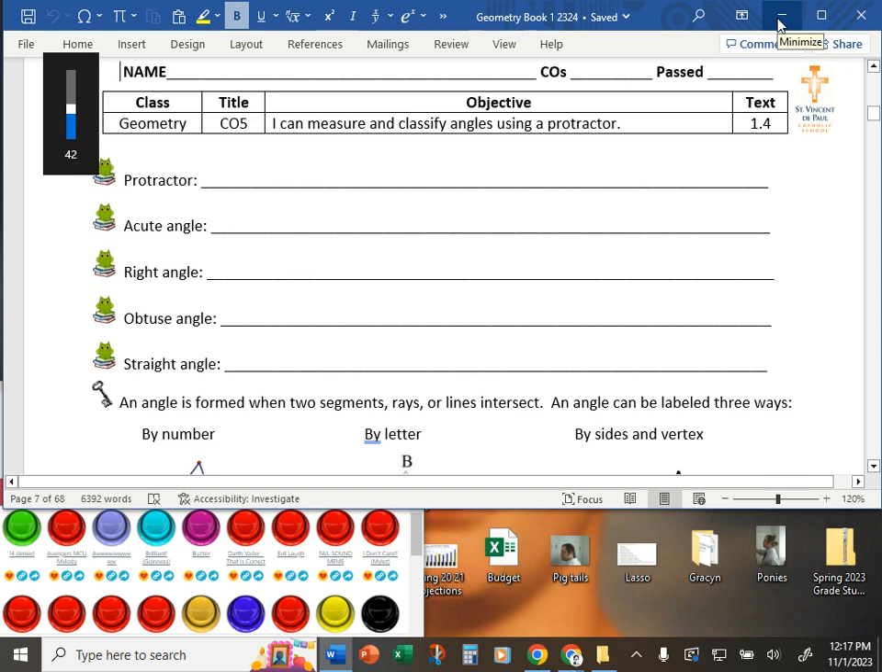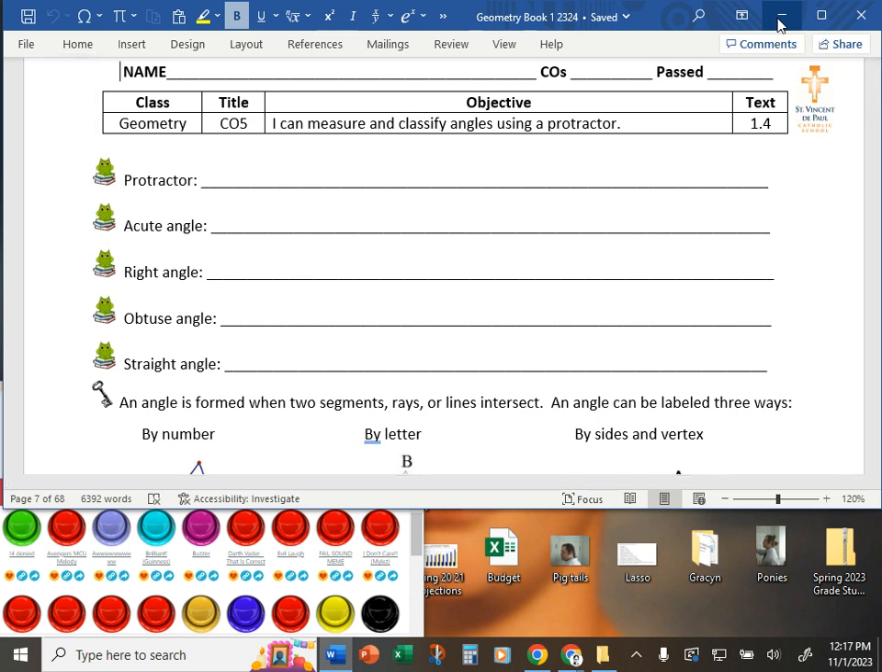Today in geometry, we are jumping back in time to CO5 that we speed ran yesterday, at least for the definitions. Okay, so we'll kind of abbreviate them today. A protractor, but I still don't have a class set for you, is a tool used to measure angles. We talked about angles measuring in degrees.